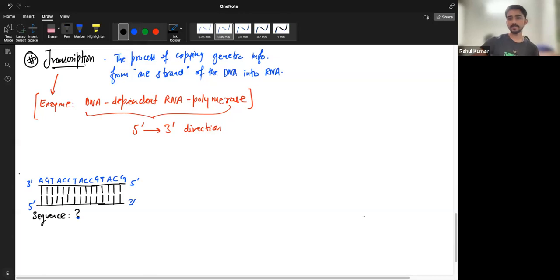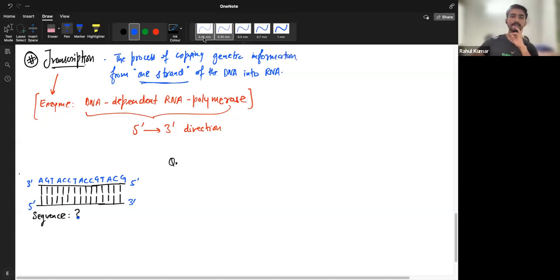But the question here is, with which we ended the last class, and Iram was there. You all can write down the question. In transcription, we figured out and we know that only one strand of the DNA is copied. That also is what the definition says. It is the process of copying genetic information from one strand of the DNA into RNA.